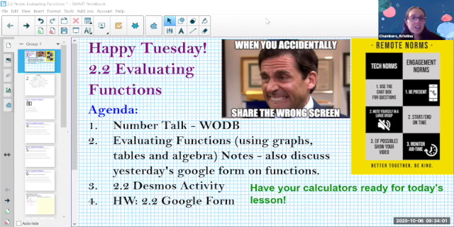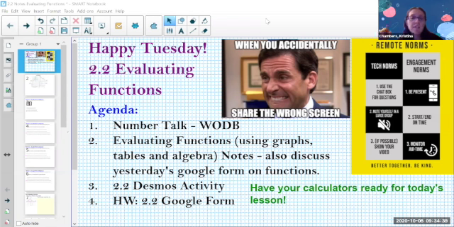All right, so we are going to go through our agenda quickly and then we'll jump into things, right? We're going to have a number talk, which one doesn't belong, one of our favorites. And then we're going to do some evaluating of functions notes. We're also going to take a look at a couple of the questions from yesterday's Google form, which turned out really well. You guys did awesome on it. Just a couple of the ones, especially those real world context questions, that I want to go over. And then we'll have a brief Desmos activity. And then you guys will have some time, if we have time in class, to start that homework, which is going to be the 2.2 Google form, okay?